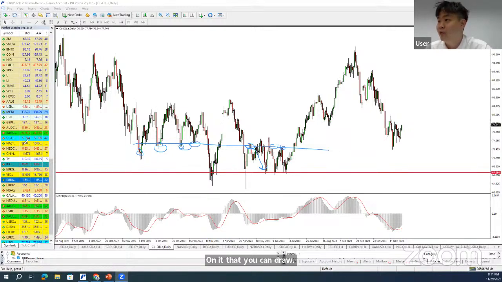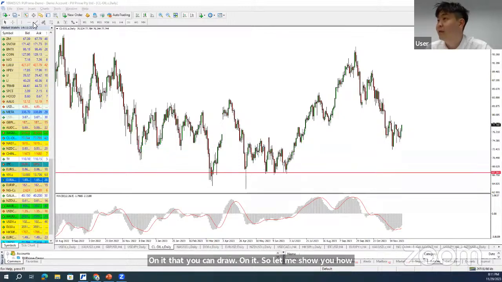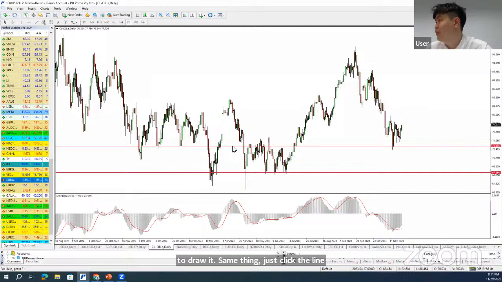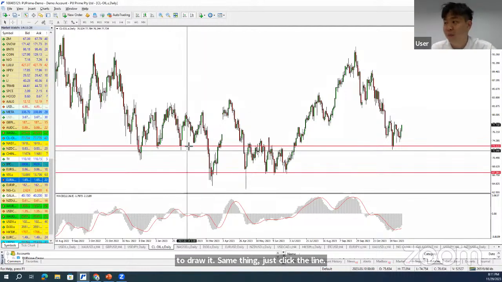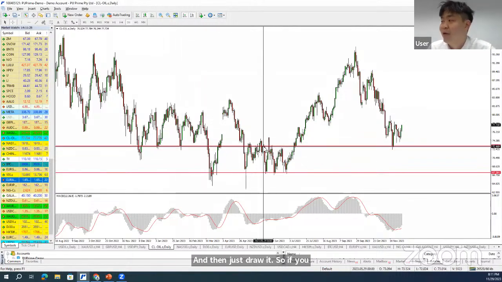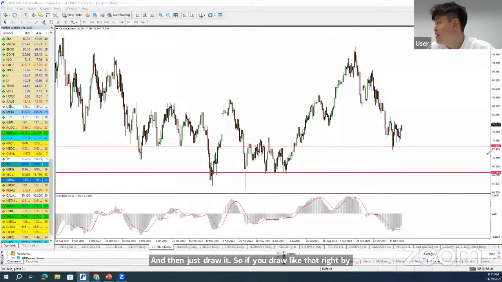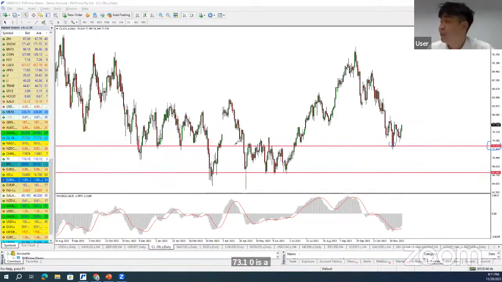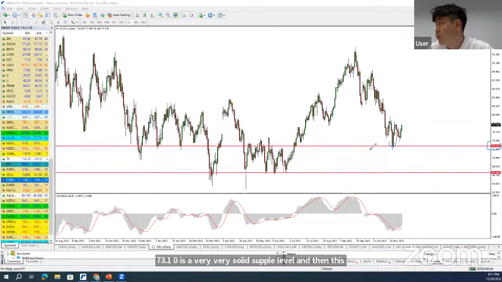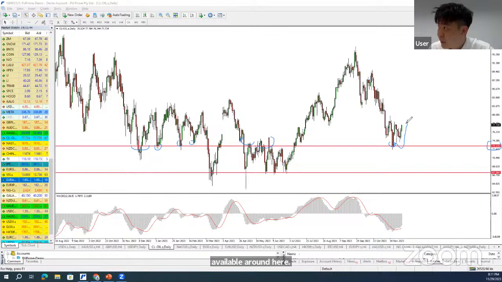So let me show you how to draw it. Same thing, just click the line tool and then draw it. If you draw it like that, using the historical trends, you can identify now that 73.10 is a very solid support level. This is already the proof that after hitting 73.10, the support level around here, crude oil's recent trend suddenly rebounded aggressively. You can notice it's quite obvious.